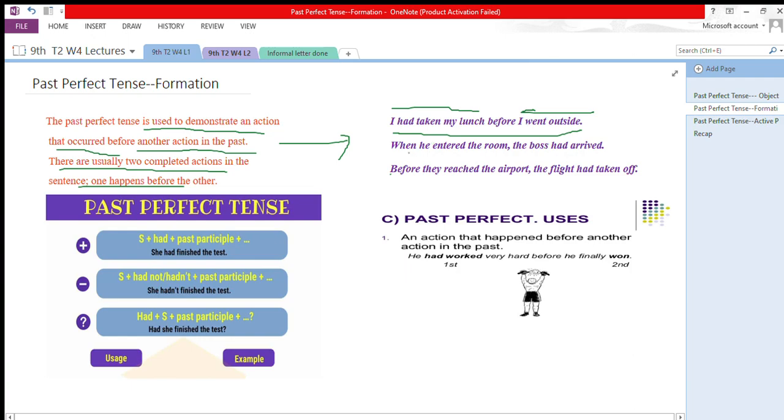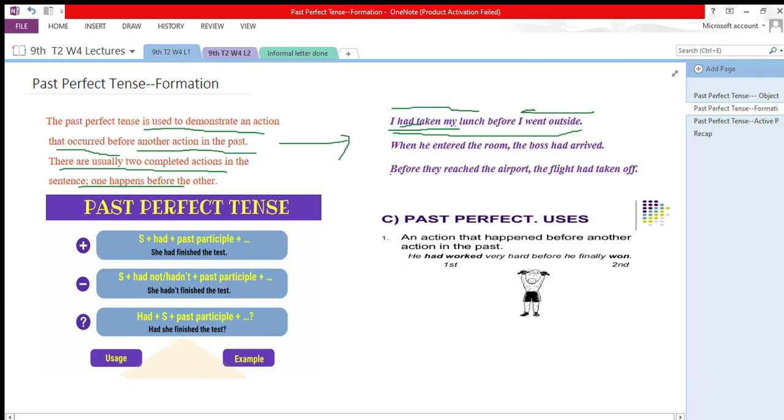Okay. Now, here you need to understand how you have to frame the sentence in past perfect tense when there are two actions taking place simultaneously. So the action which precedes the other, or which is completed before the other action, for that you are going to use past perfect tense. Now, two actions took place. I went outside and I took my lunch. Now, before going outside, I had taken my lunch. So the action which was completed before the other action would be described in past perfect tense.